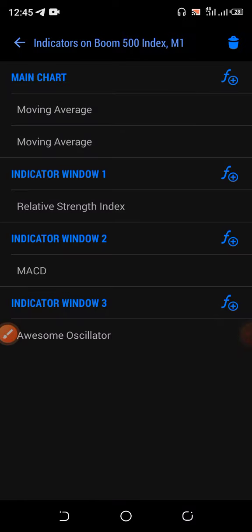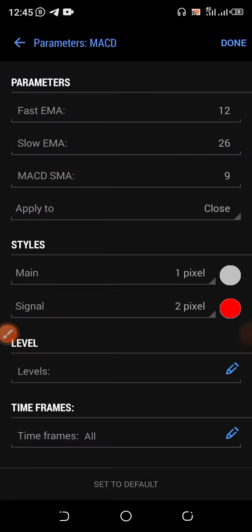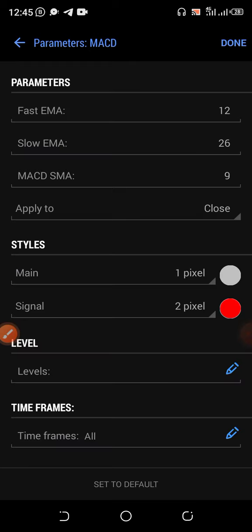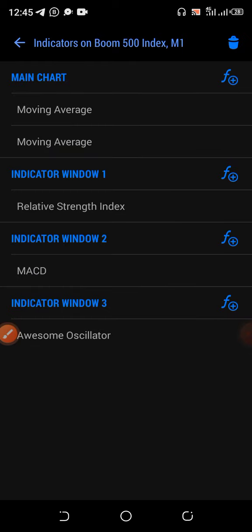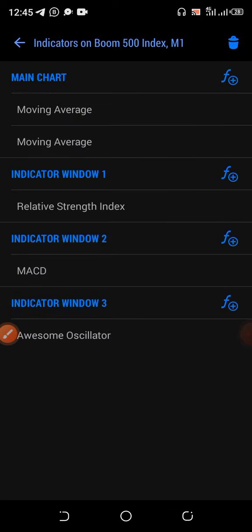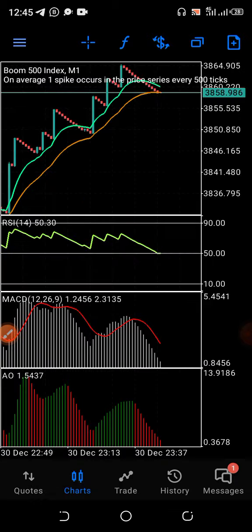The MACD is the default MACD. Please always be careful of this. I'm using default MACD. All right, so just check this thing like this. You can screenshot it for your own test. All right, then the final one is awesome oscillator. I'm using one pizza, so just do it like this. There is no harm, there is nothing there. You too can do it.